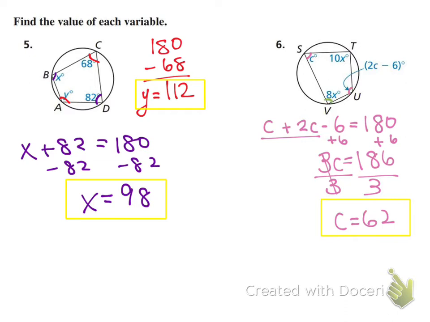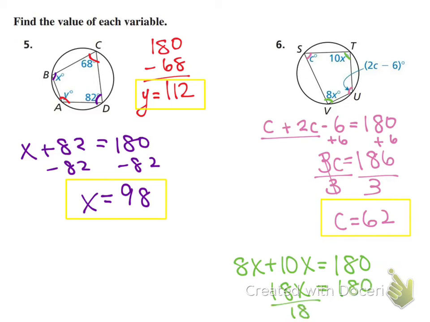And then last would be the x's. What am I going to do with them? Good. Add them. Set them equal to 180. 8x plus 10x is 18x equals 180. Divide by 18 and x equals 10. That's it.